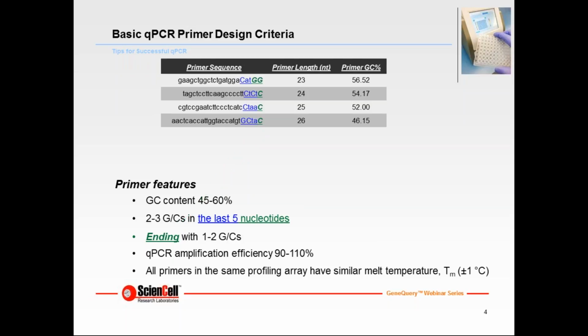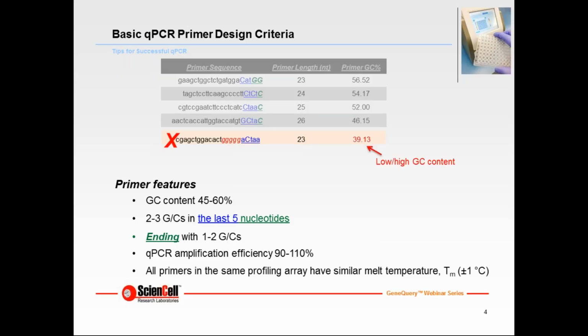Now let's take a look at what caveats you should avoid when designing primers by looking at this bad example. This primer is not ideal for several reasons. First, it has a low GC content, which may affect efficient primer binding. It also has no GC clamp at the 3' end. Finally, it has a continuous 5 Gs in its sequence, which should be avoided in primer design.